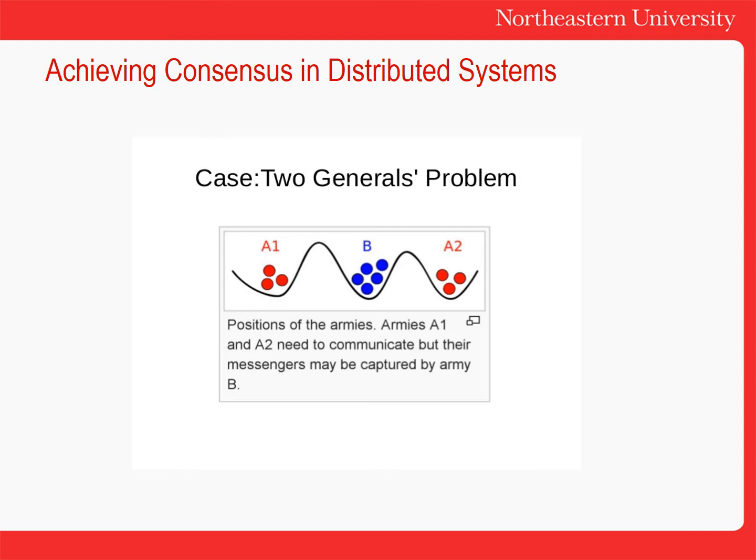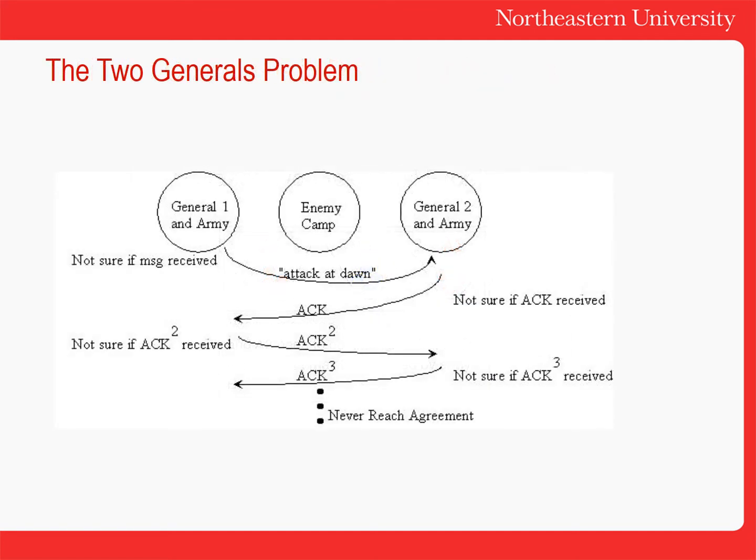So no, there's no easy way for them to get to each other. They're distributed in terms of space. They have no direct communication channel, no direct reliable communication channel. So how do they do this? Well, the general in Army 1 might say attack at dawn.